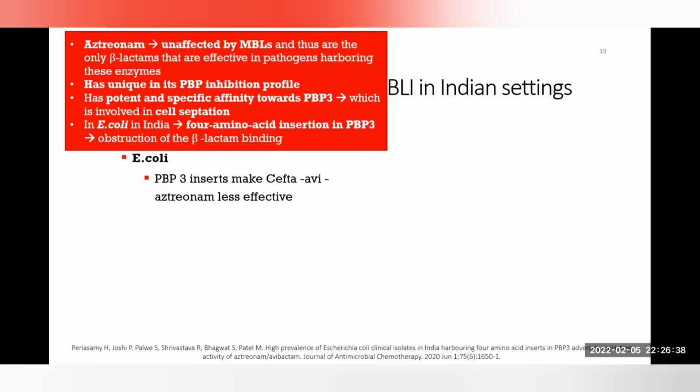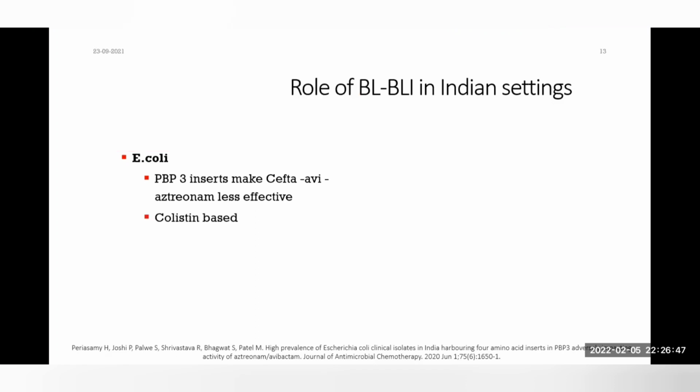So it was making some obstruction because of this insertion. So the aztreonam is no longer able to bind to it. So it is preferred that in E. coli you'll be going for colistin base. Again, you can try with ceftazidime-avibactam-aztreonam. If there is no response, you can move to colistin.